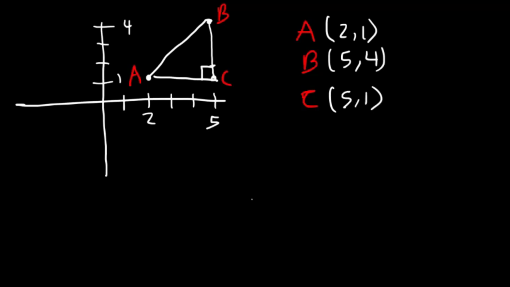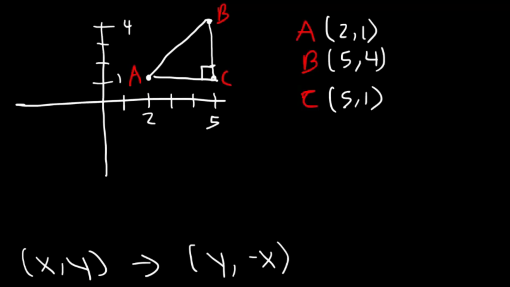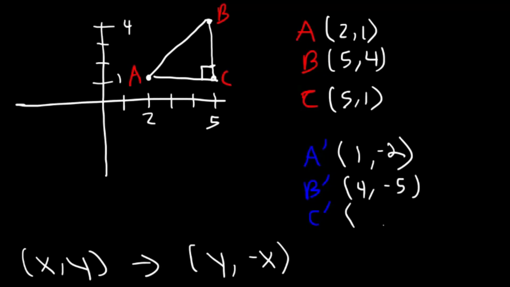So to rotate it clockwise, if we're going to rotate 90 degrees clockwise about the origin, we need to switch the coordinates and then multiply the second coordinate by -1. So let's find the new values. First, we're going to switch 2, 1, and it's going to become 1, 2. But the second coordinate, we're going to make it negative. For B, instead of 5, 4, it's going to be 4, 5, but -5. And for C, it's going to be 1, -5.